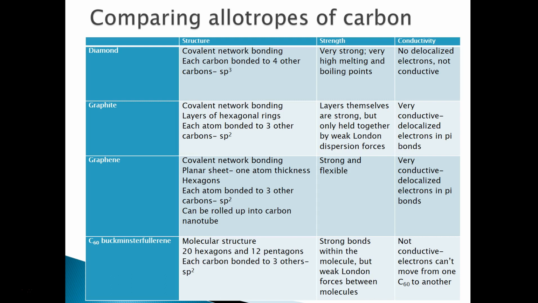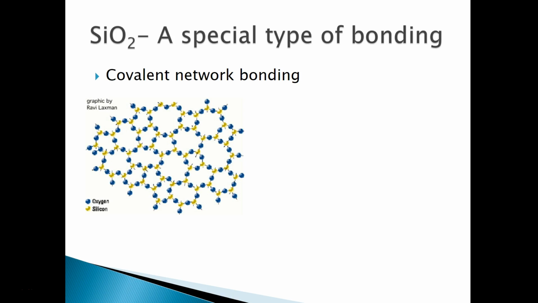Now, the C60 is not conductive, all right? Electrons are able to move within each molecule, but they don't go from one molecule to another, so it is not conductive. And finally, silicon dioxide.